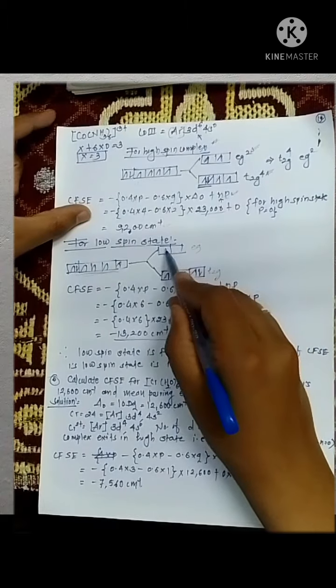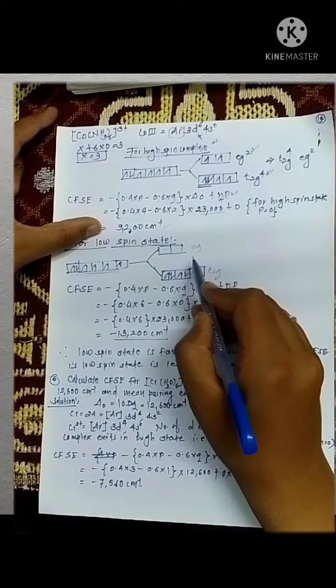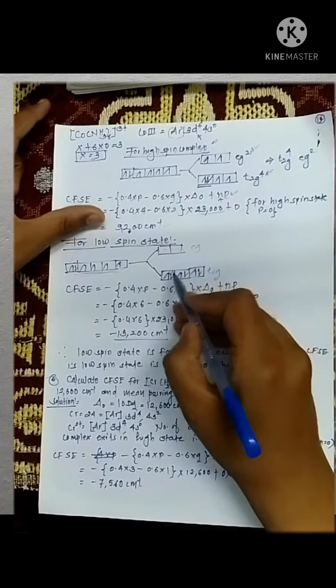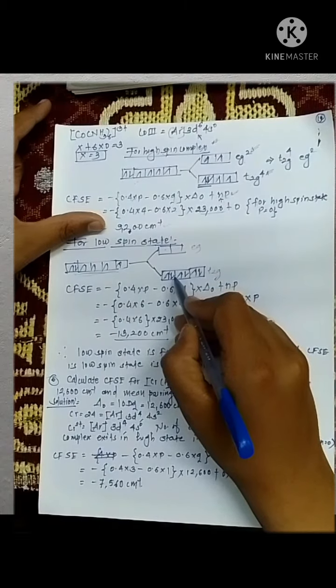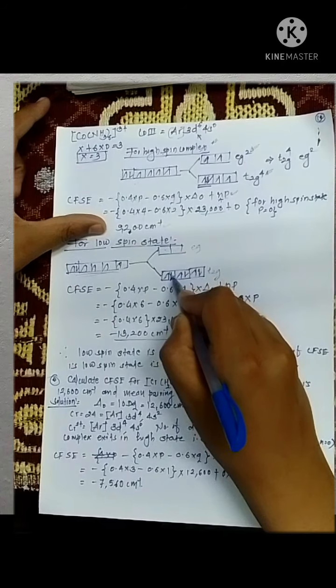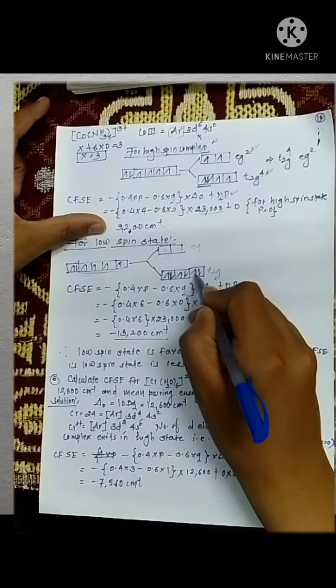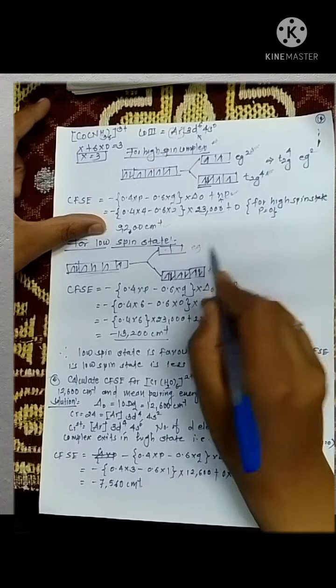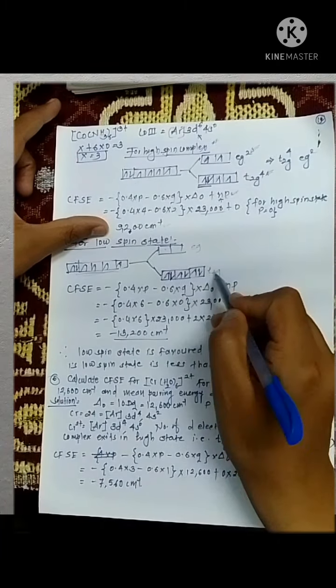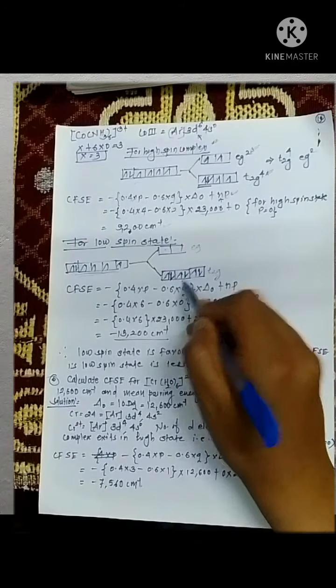Don't put electrons in the Eg orbital, because we are going to draw the electronic configuration for low spin, that is minimum spin, maximum pairing. So the fourth comes here, fifth comes here, sixth comes here. Students should not make a mistake. For the low spin state, we have to pair electrons in the T2g orbital.